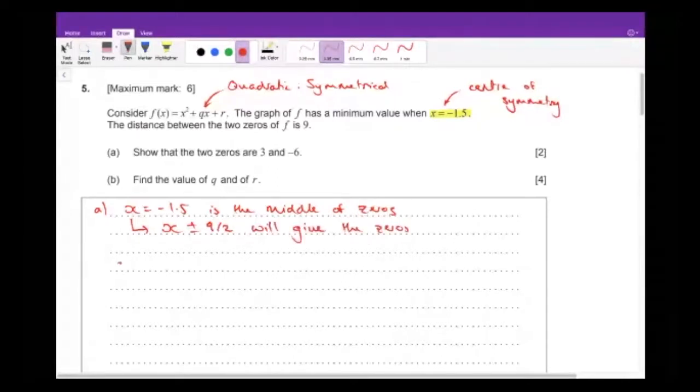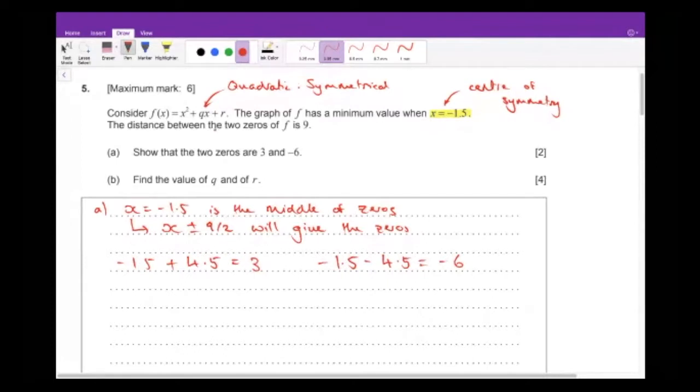So we get minus 1.5 to get 3, and minus 1.5, subtract 4.5 to get minus 6. It's been a while since I've done a lesson, so my handwriting's a bit messy here. Okay, so that's using the fact that the minimum is always the center of symmetry.